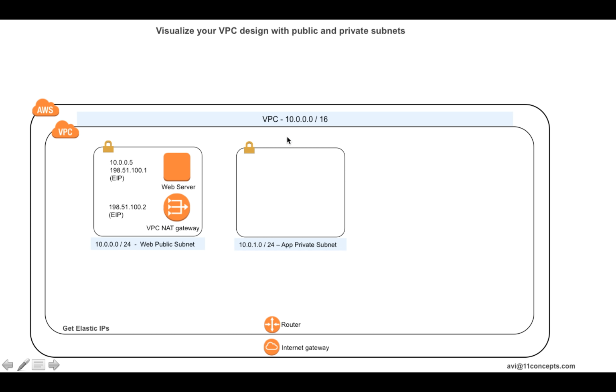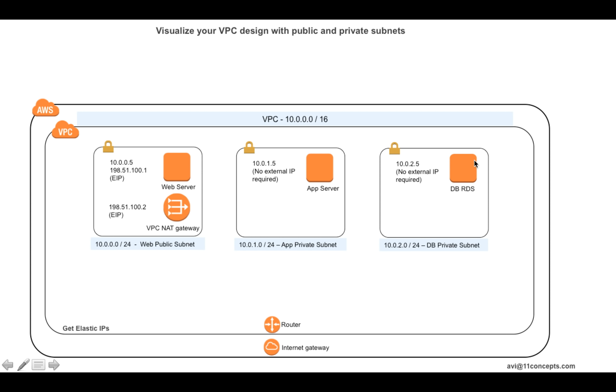Next, we are going to visualize having a private subnet to house our app server, right, with this CIDR block. And this app server is in this private subnet with no external IP associated, because as you know, an app server shouldn't be talking to the internet directly. Next, we are visualizing having yet another private subnet with this scheme, and this is going to house our database instance or database service with this private address.